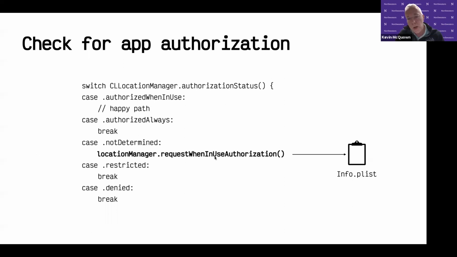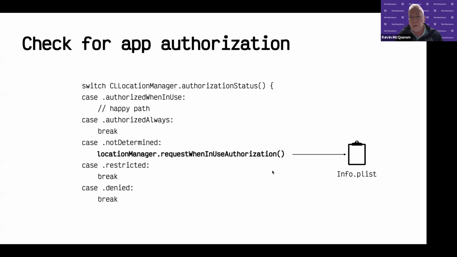Requesting when in use authorization means I'm not asking for always. I'm not asking to get your location when you're not using the app. I'm only asking for it when the app is in use. This is a built-in alert that is built into iOS, so all you have to do is call it and away you go. It will pop up the alert and it will grant the permission or not, depending on what they've done. But this is the one that requires the Info.plist.